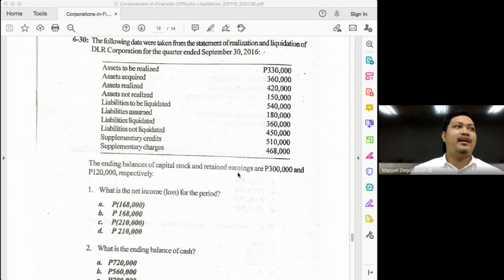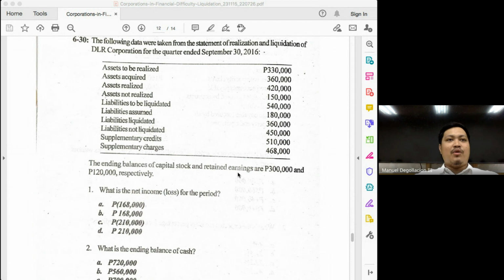Then assets realized are basically those assets that you have disposed of, assets that you have derecognized. And the derecognition of an asset will result in a what? A debit or a credit class? Credit. So that amount, assets realized, will be put on your credit side. Then basically, you can view your assets not realized as the ending balance class. Okay, so basically, assets to be realized would be your beginning, and then assets not realized would be your ending balance of your assets at the end of the reporting period.